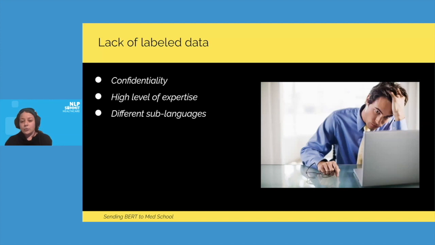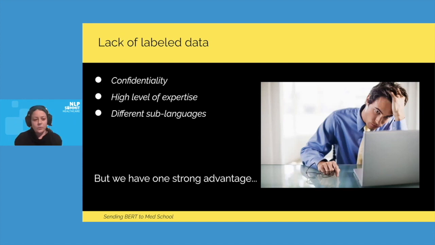The way BERT works is that we can compensate if we don't have certain knowledge in the pre-training. We can later inject this knowledge in the fine-tuning stage using a task specific to this knowledge. But in the medical domain, we don't have a lot of labeled data for such tasks. It's because of confidentiality, because it requires a very high level of expertise to annotate medical text, and because the medical language actually consists of many different sub-languages for different types of records. So you need to annotate a lot more data. So because of all of these problems, we don't have enough labeled data.